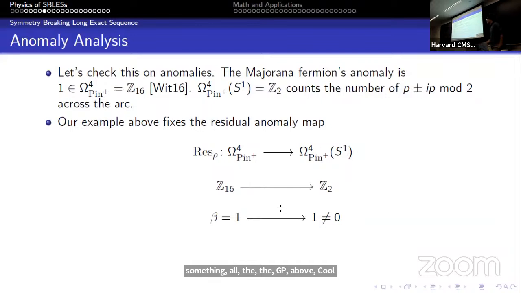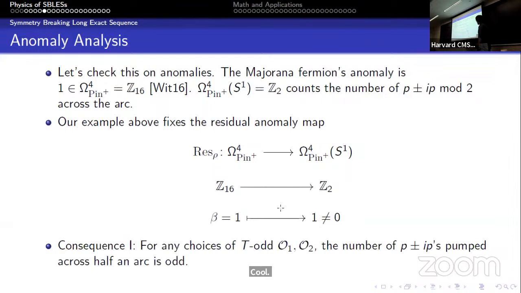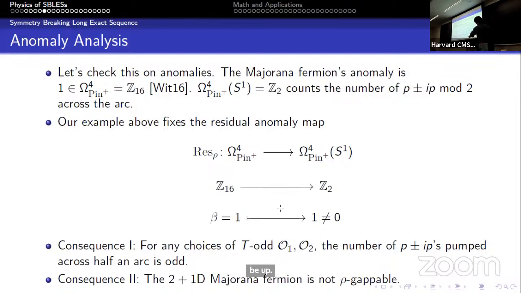Okay. Great. So the residual anomaly is not zero. What kind of consequences can we say? Well, the first one is that, as we just said, for any choices of O1 and O2, the number of p+ip modes pumped across half an R, just going to the antipodal point, has to be one, it cannot be zero. In particular, that means that no matter what relevant, marginal, or irrelevant operator you choose, there's no way we can go through half an R and not find a gapless mode that pumps the p+ip inside. So the 2+1D Majorana fermion is not working.